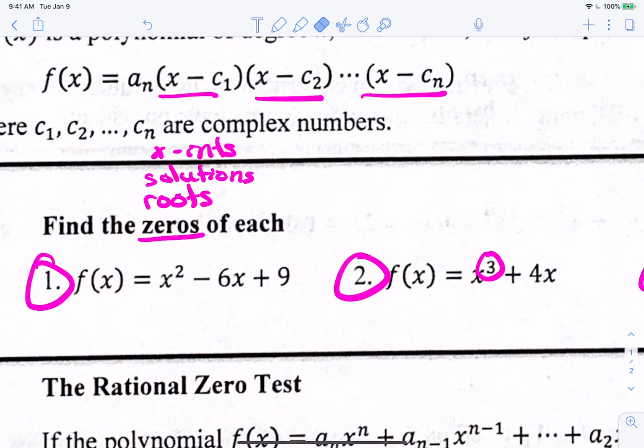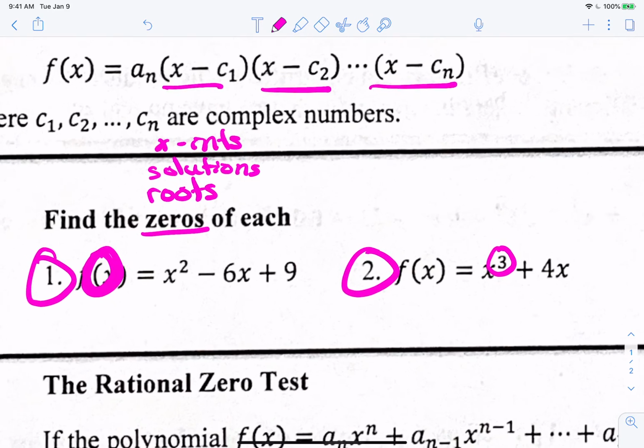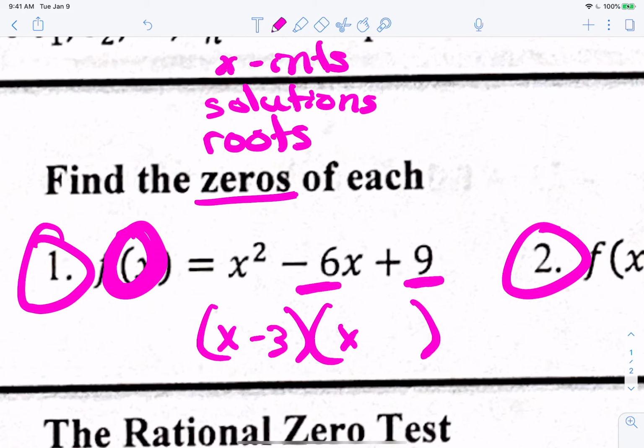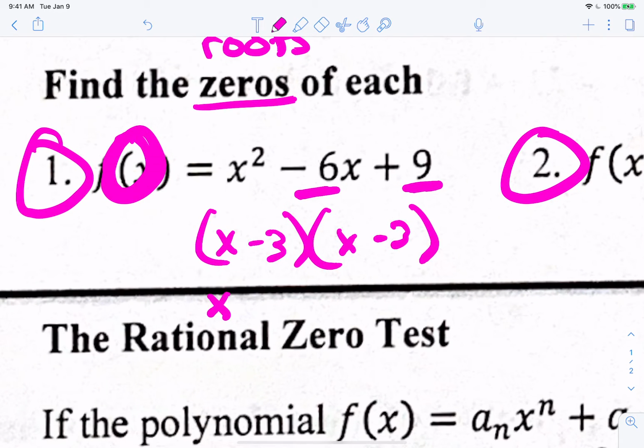To find the x-intercepts, you plug 0 in for y. The y-coordinate is f of x, so we're plugging 0 in for y, and then we're just solving. How do you solve x squared minus 6x plus 9? It is a simple trinomial, because there's no number in front of the x squared. Is there a number I can multiply to get 9, but when I add them, gives me negative 6? Negative 3 and negative 3. x minus 3, x minus 3. If I set them equal to 0, x equals 3 and x equals 3.